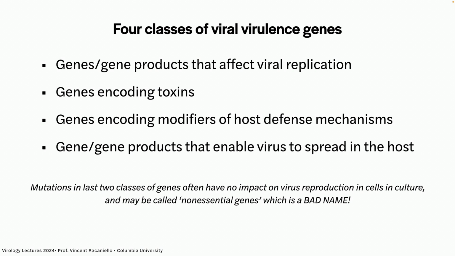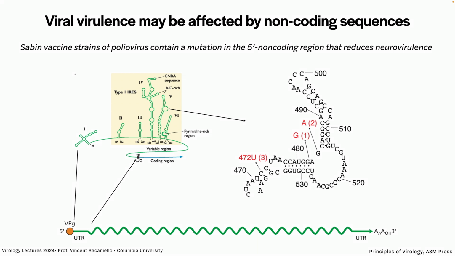And the last 2 classes, typically those mutations don't affect reproduction in cells in culture because, well, first there's no immune response except for an innate immune response in cells in culture. And there is no spreading within an organism. We just have spreading within cultured cells. So they used to be called non-essential, but that's a bad name because they're not non-essential. They're only non-essential because you can't figure it out in cell culture, but they have a big role in the host organism.